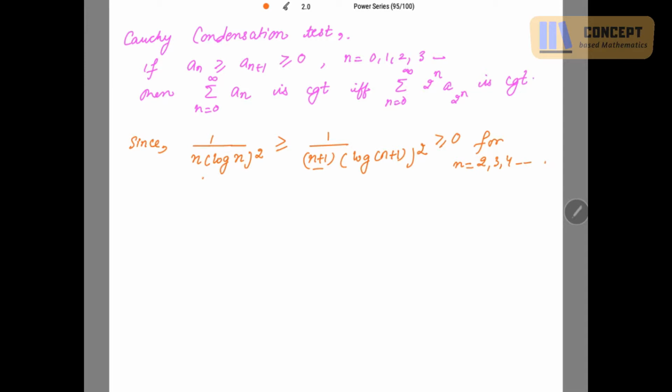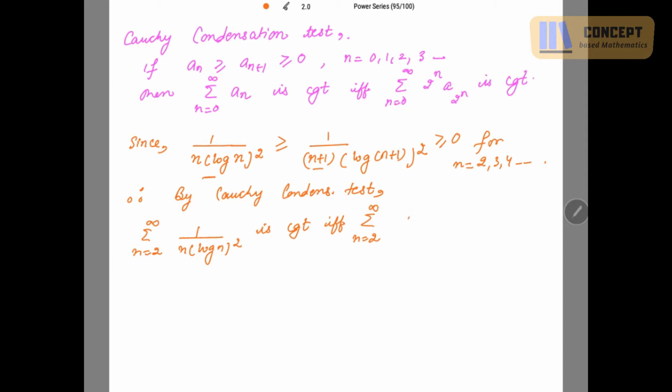Now this thing is convergent if and only if, so I write, by Cauchy condensation test, summation 2 to infinity of 1 over n log n square is convergent if and only if summation n going from 2 to infinity of 2 raised to the power n over, instead of n I should write, 2 raised to the power n log of 2 raised to the power n whole square is convergent. So let's check whether it is convergent or not. If this series is convergent, then the given series is convergent on the circle of convergence for all the points. So let's check this.